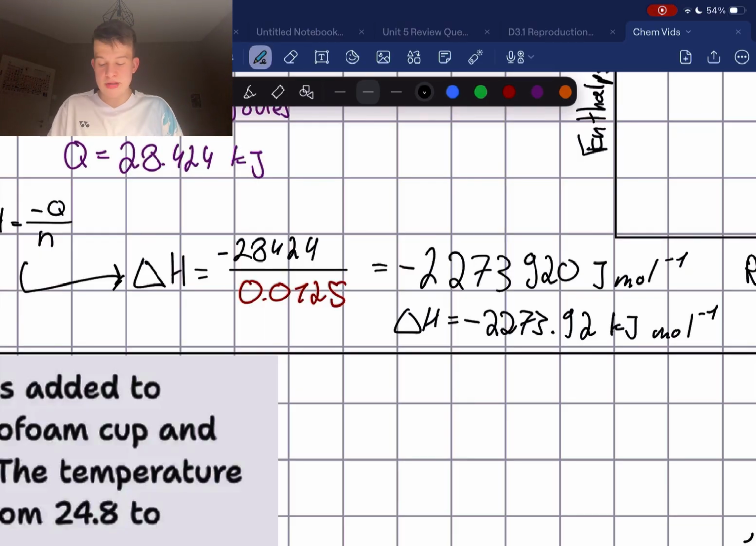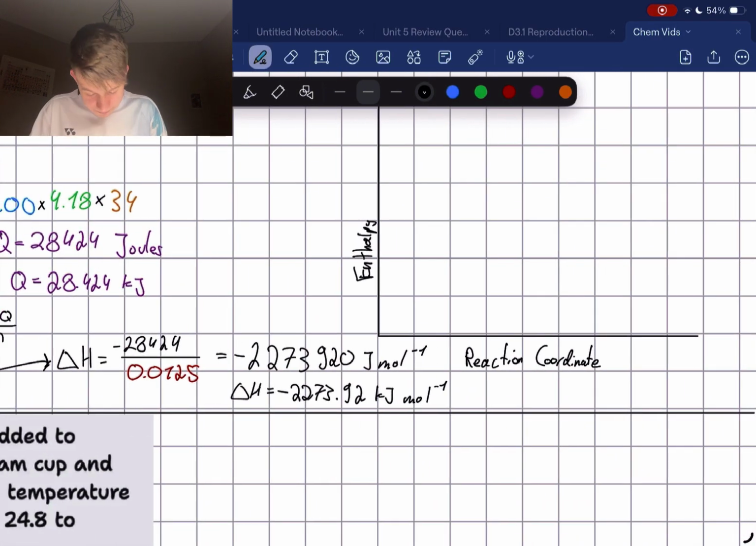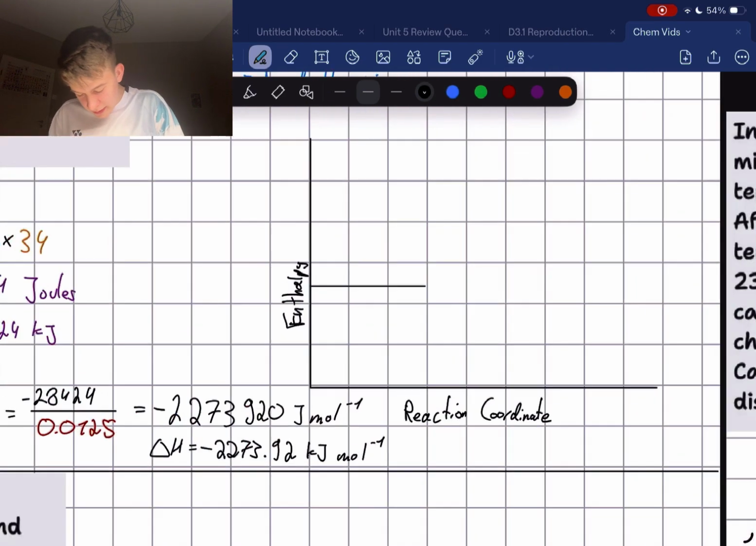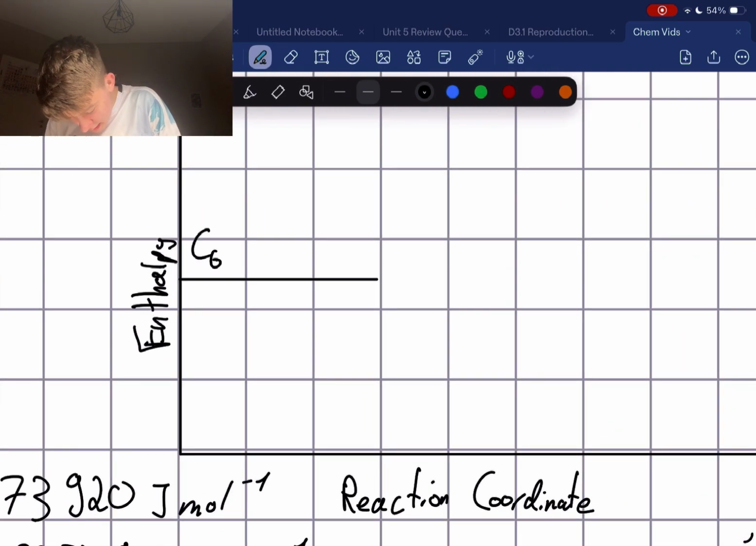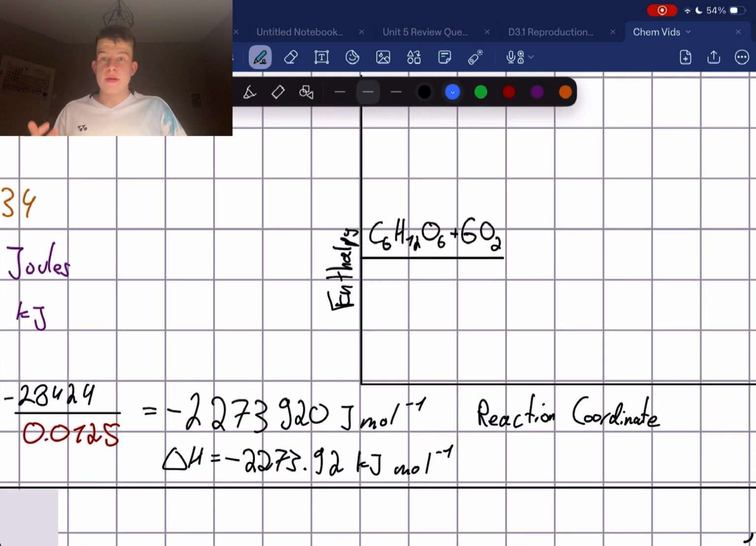But the question is also asking us to draw an energy level diagram. To do that, we draw our first line. What goes on it is glucose, so we have C6H12O6 plus 6O2. And we already know that because delta H is negative, it's exothermic. So the reaction is going down.